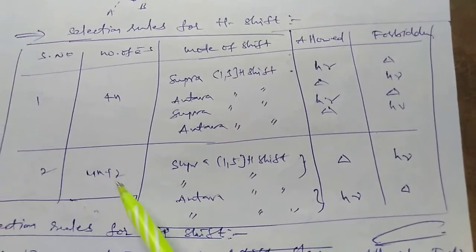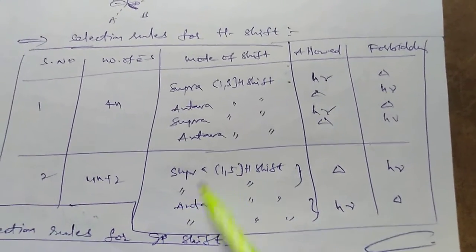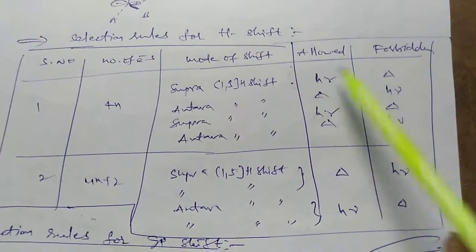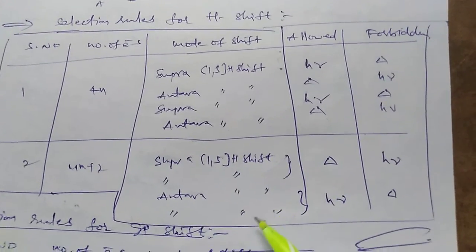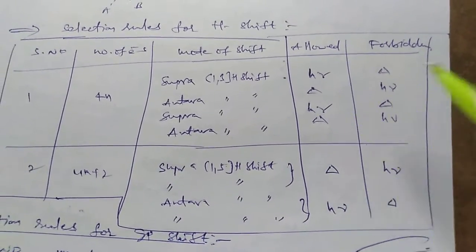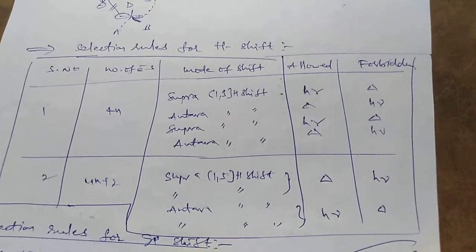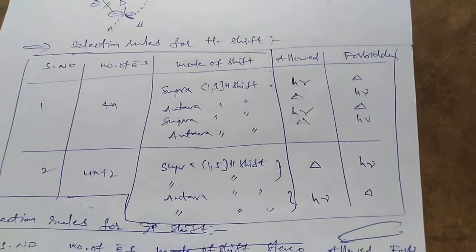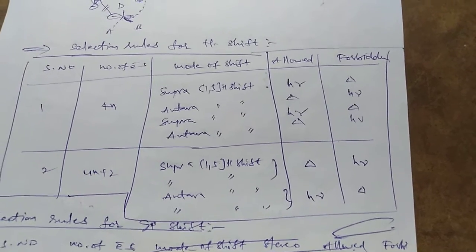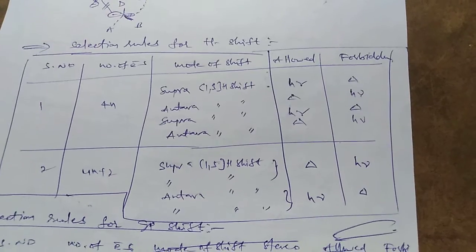Now for the 4n+2 system, the supra 1,5 proton shift is thermally allowed and photochemically forbidden. And the final one, the antara 1,5 proton shift is photochemically allowed and thermally forbidden for the 4n+2 system. So these are the selection rules for the proton shift, and this is the 1,j shift reactions for the pericyclic reactions. Thank you.